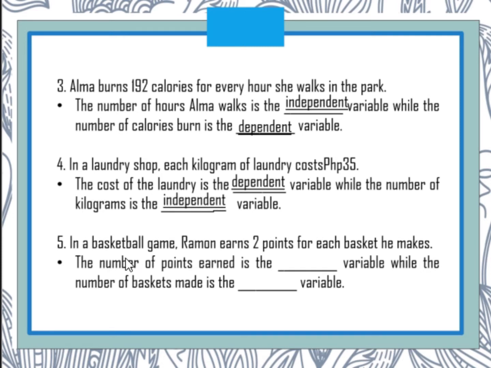Number 5. In a basketball game, Ramon earns 2 points for each basket he makes. The number of points earned is the blank variable, while the number of baskets made is the blank variable. Kung ang sagot sa unang blanko ay dependent, ay tama ka. So the number of points earned is the dependent variable, and the number of baskets made is the independent variable.